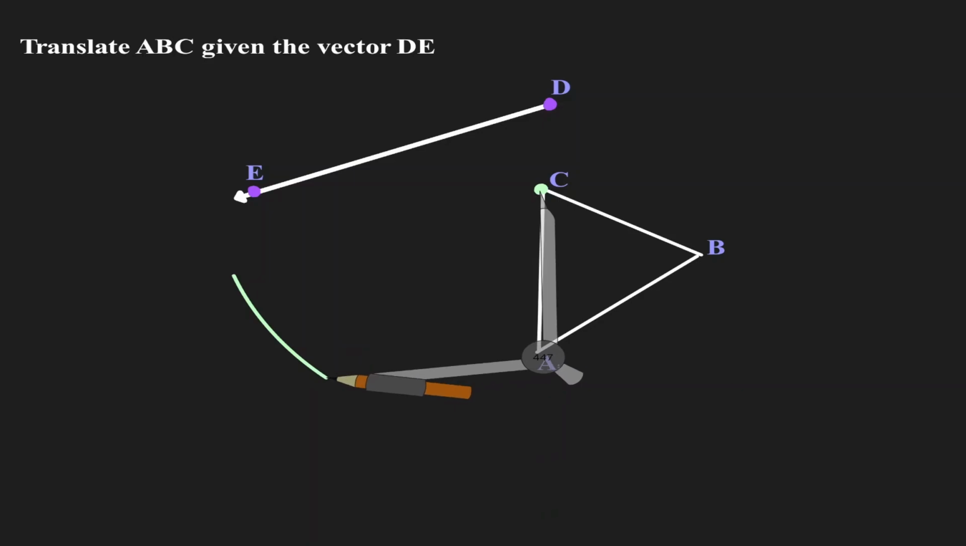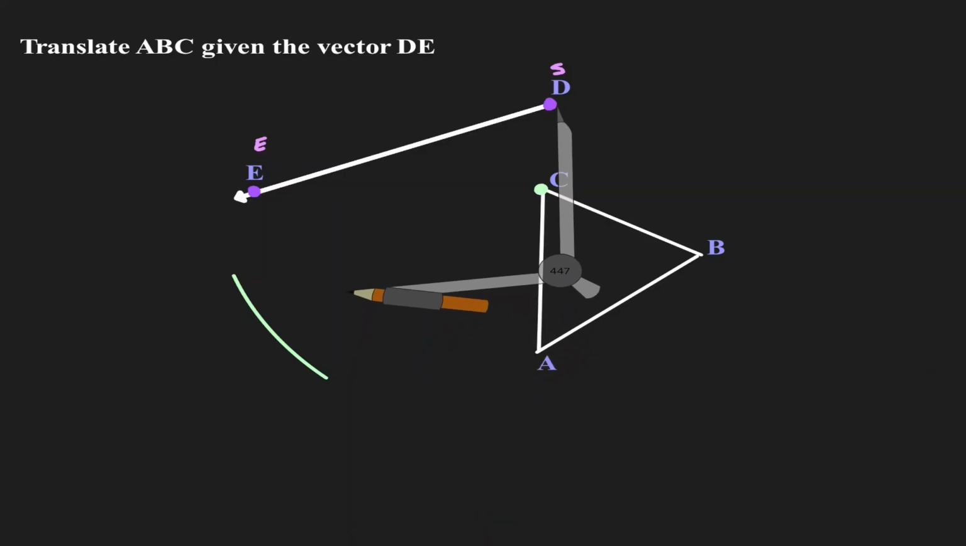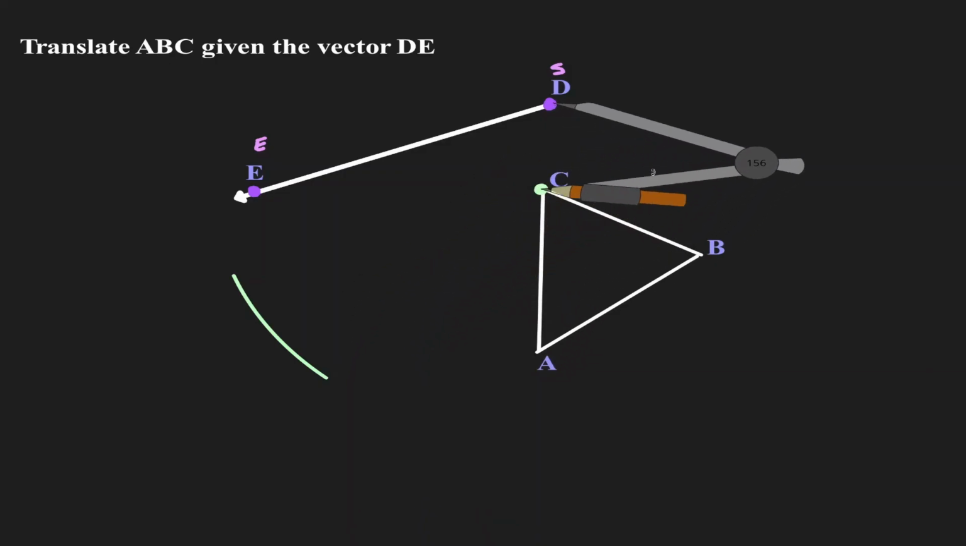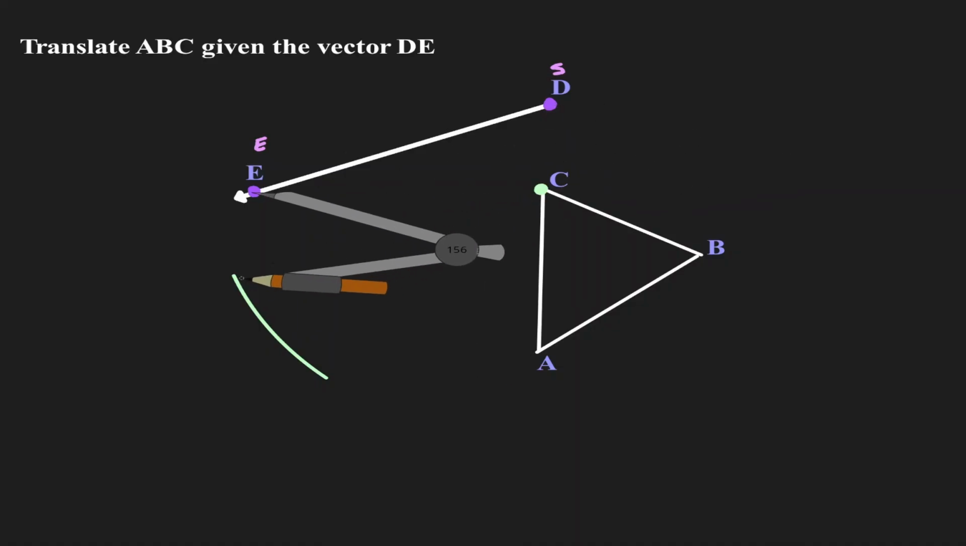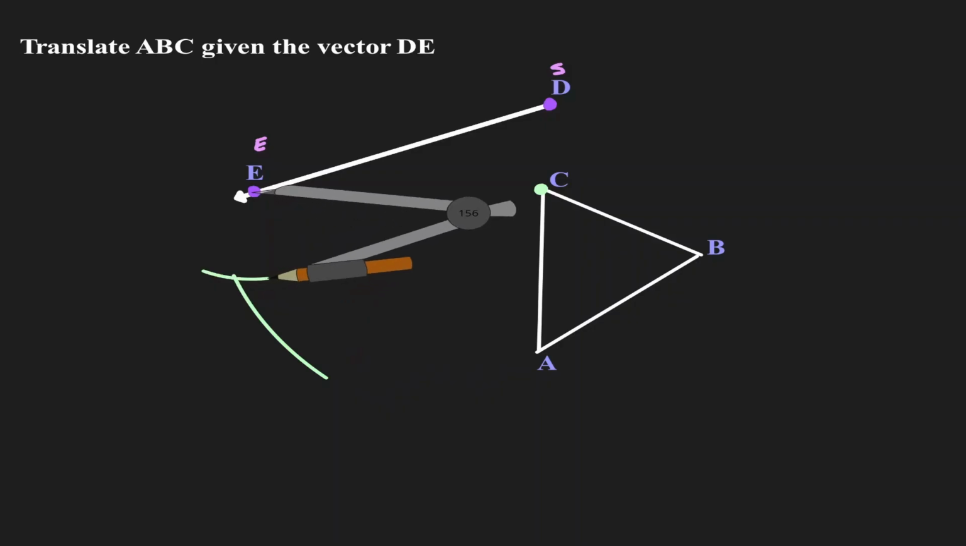Now vector DE, notice that it is pointing to the left hand side. So that implies that we started at point D and then we move towards point E. So let's find the initial distance from D to C. Now that we have that distance, let's move the metal leg to E. And let's look for the intersection. Therefore, we have found the image of C. Let's call it C prime.